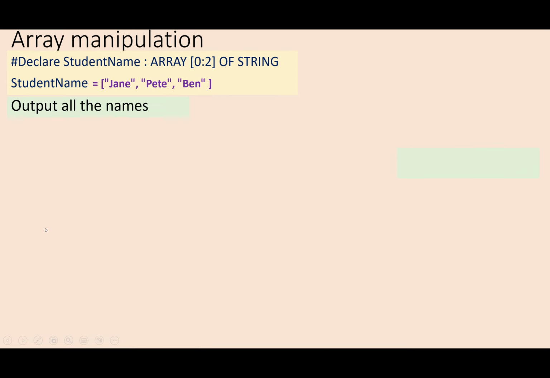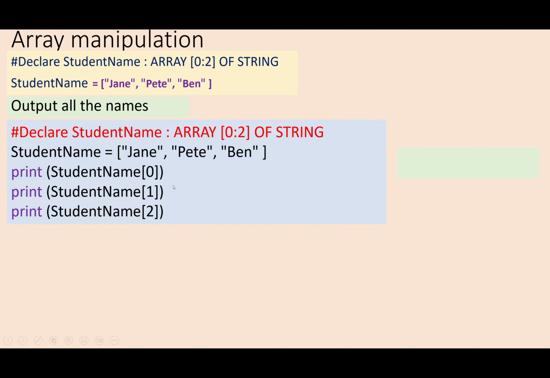Okay, now see if you can output all of the names. We've got three elements in here, so you can pause the video and see how you do with that. I'll put the answer on now, so let's look at the answer. Print student name 0, print student name 1, print student name 2. That works. But the issue is we're repeating this code. If you ever find you're repeating something when you're programming, there's usually a better way to do it. So let's use a loop.